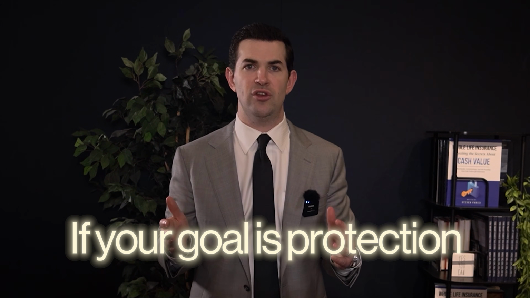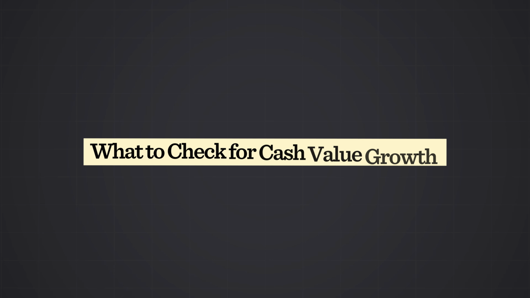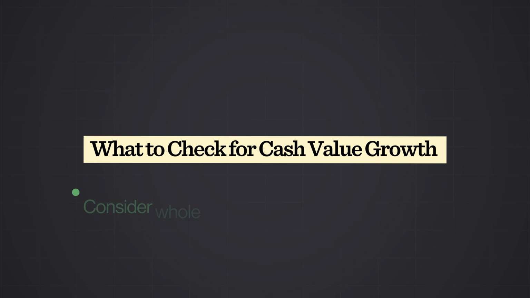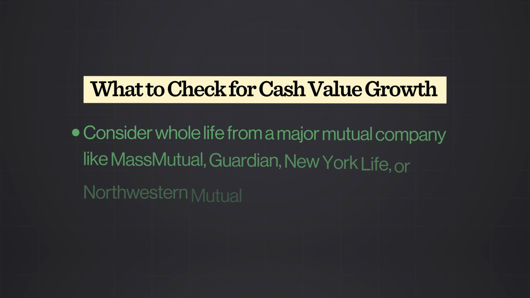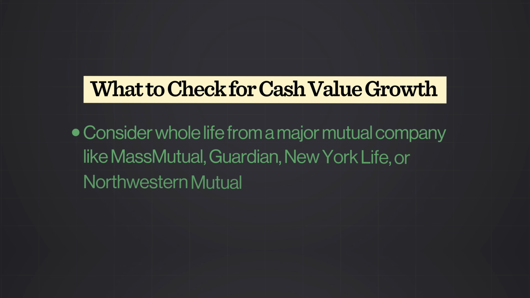Here's what I would do. If your goal is protection, start with term insurance. If your goal is cash value, I would do these three things. First, I would look at whole life insurance, specifically with one of the 4 major mutual companies, who are MassMutual, Guardian, New York Life, and Northwestern Mutual.